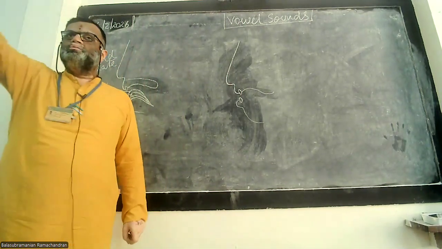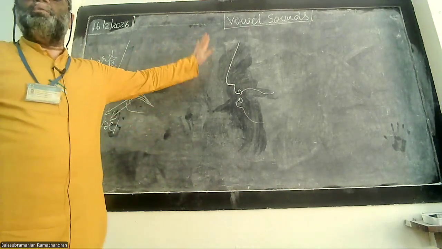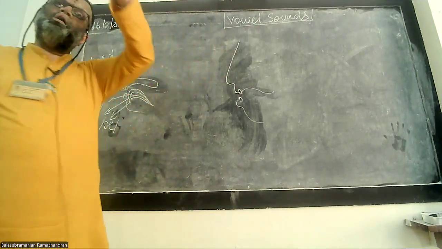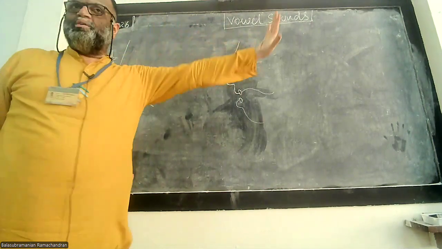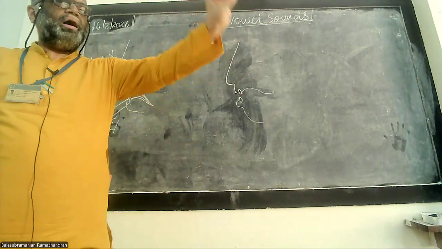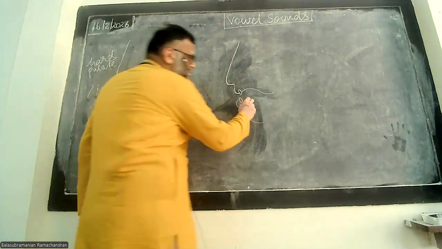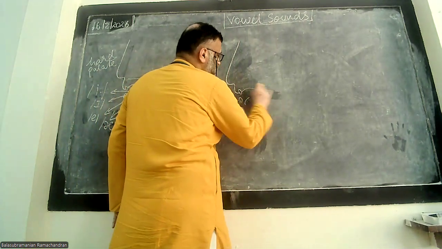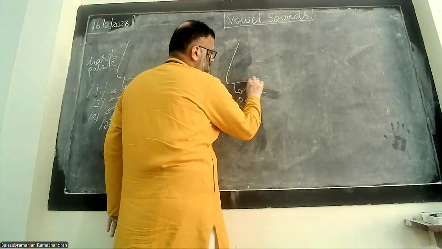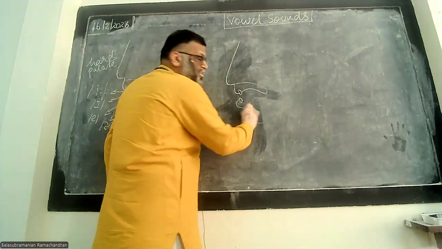As of now, three parts of the tongue are involved in the production of vowel sounds. Remember, we are talking about the vowel sounds of English. For the production of vowel sounds in all languages, only these three are involved: the front, back and center of the tongue. So let's be very clear about this. The back part of the tongue is involved here.